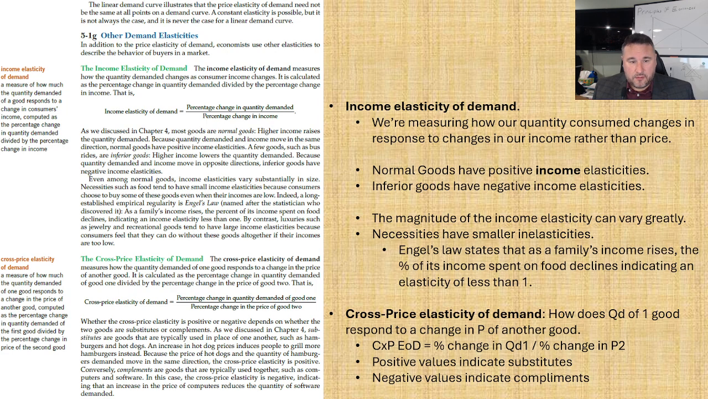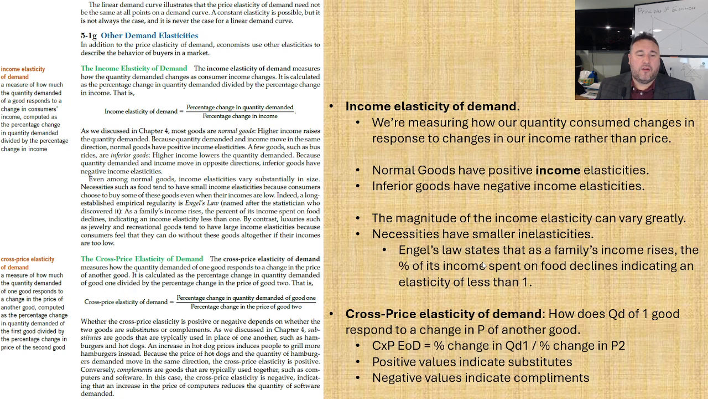The magnitude of the income elasticity can vary greatly. Necessities have smaller elasticities, as I mentioned before. Engel's law states that as a family's income rises, the percentage of its income spent on food declines, indicating that it has an elasticity of less than 1, because you're going to have more excess money to spend on items you couldn't buy before.